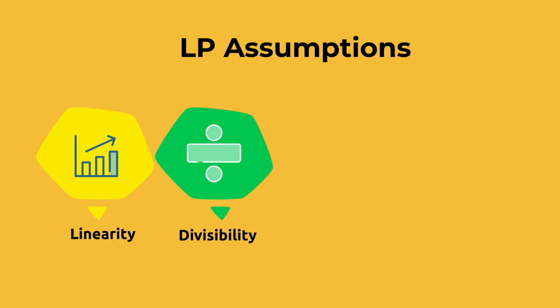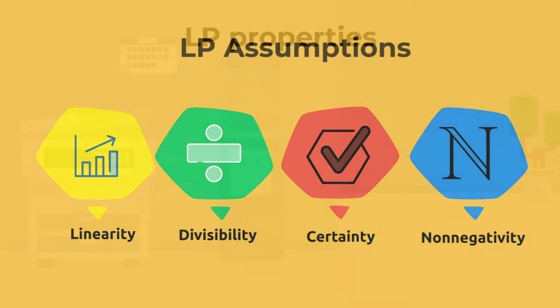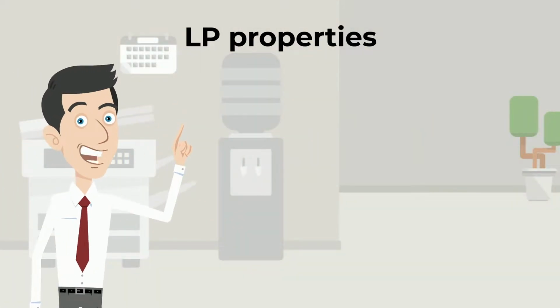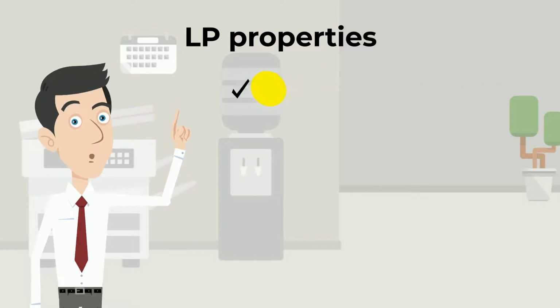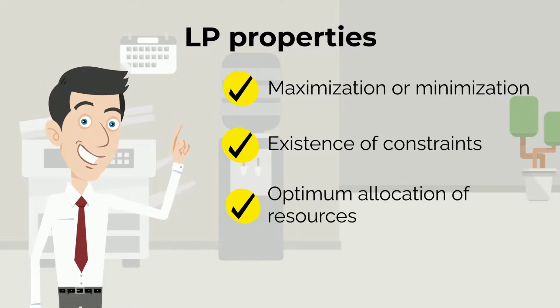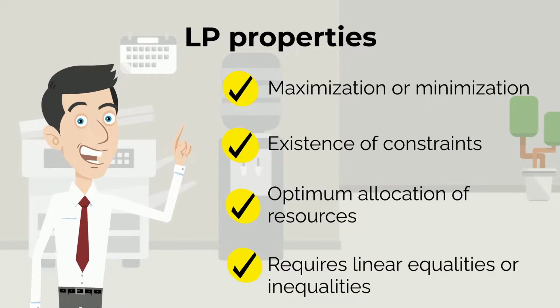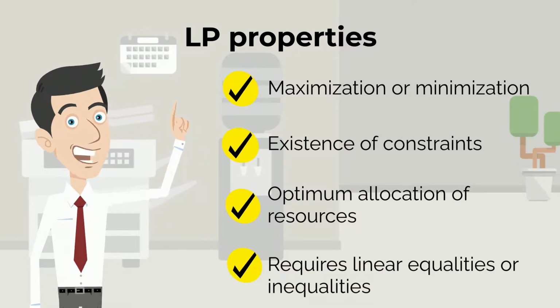LP also has established assumptions and properties. In terms of assumptions, the following holds: linearity, divisibility, certainty, and non-negativity. A LP problem is therefore a deterministic model. Relating to the properties of LP, it consists of maximizing or minimizing some form of quantity. It contains constraints, provides management with alternative routes of production to best allocate limited resources, and is expressed in forms of linear equations or inequalities.